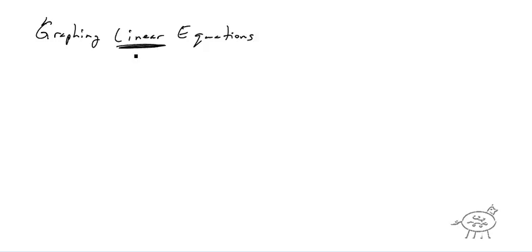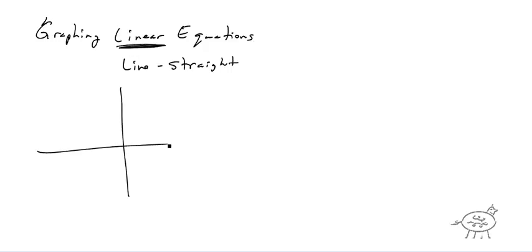What we're going to do today is talk about graphing linear equations. The key is actually a pretty important word here. Linear means line, and we're talking about a straight line. We're going to talk about other kinds of lines later on, but right now we're going to be talking about straight lines.